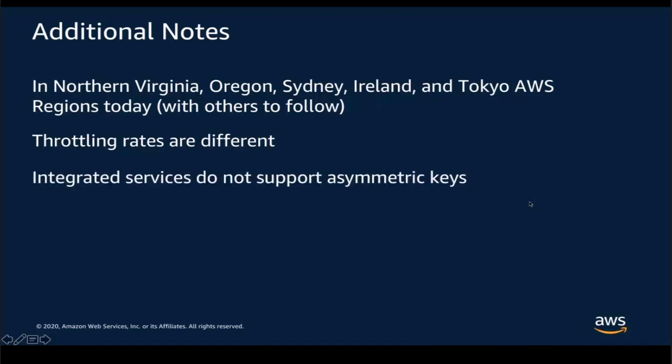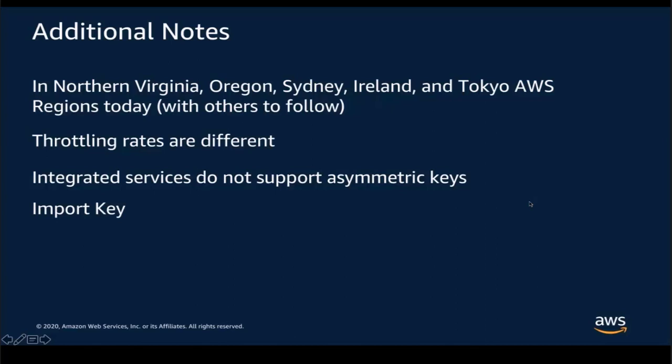The other big value add that KMS provides is the native integration with other AWS services. That native integration with AWS services does not support asymmetric keys. But what does that mean? That you cannot go into an integrated AWS service and provide a key ID for an asymmetric CMK to be able to use in that particular service. So please keep that in mind when you're using an integrated service. You should know that it is not going to be supported.